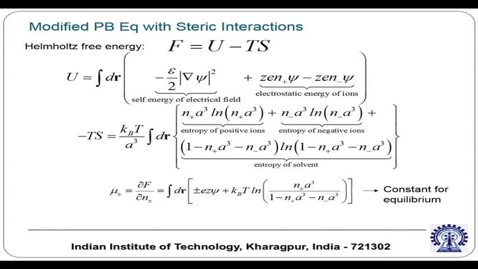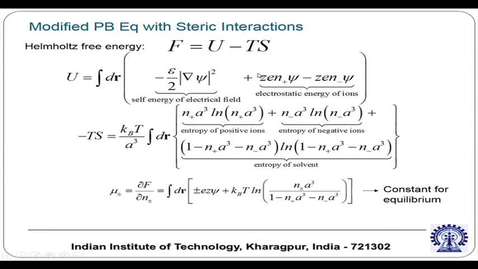Okay. So we start with the free energy. In the free energy we first write one component, I will explain all these terms: the self energy of the electrical field, minus epsilon by 2 grad psi square, then the electrostatic energy of the ions, if you have a Z:Z symmetric electrolyte, it is Ze n plus psi minus Ze n minus psi. So fundamentally it is summation of Z_i e n_i psi. Okay. So this is about the electrical component.